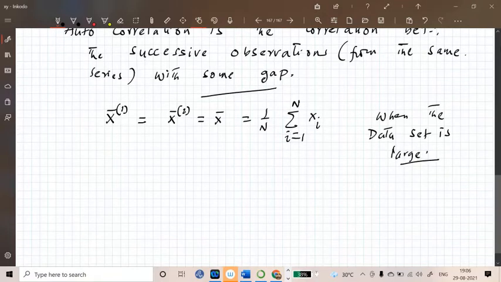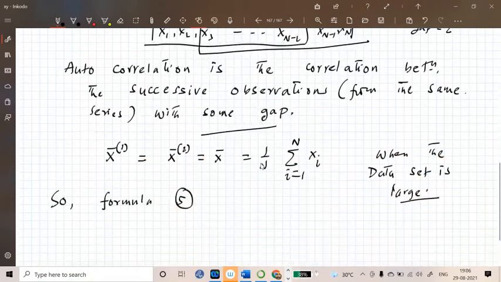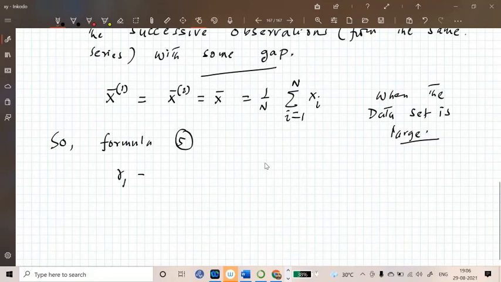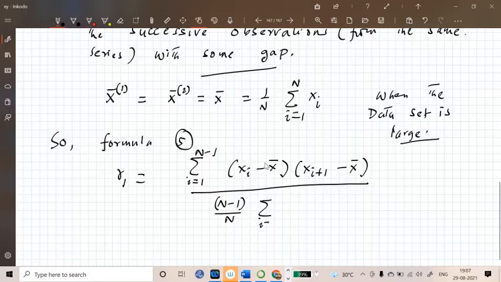So with this, formula 5, what is that? 5 is the last expression. So we can reduce this as R1 equal to sum over i equal to 1 to n minus 1, xi minus x bar, where we replace the mean with x bar, and xi plus 1 minus x bar, and below it you will have n minus 1 by n sum over i equal to 1 to n xi minus x bar whole square. So it is equation number 6.